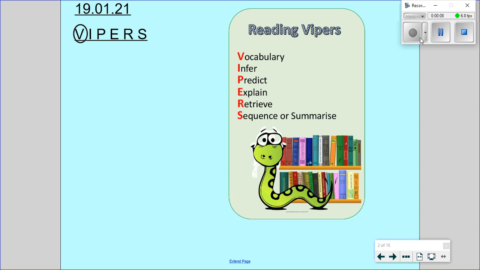I hope you are all well and are looking forward to learning more about how to invent, the text that we have started reading. So before we start, I'd like you to press pause, write today's short date and VIPERS, and circle the V for vocabulary.